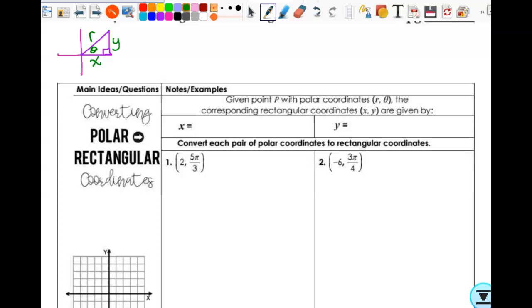This is not, we're not thinking unit circle values, we're just thinking in general. So R is not 1. Gabby, shut your computer, please.